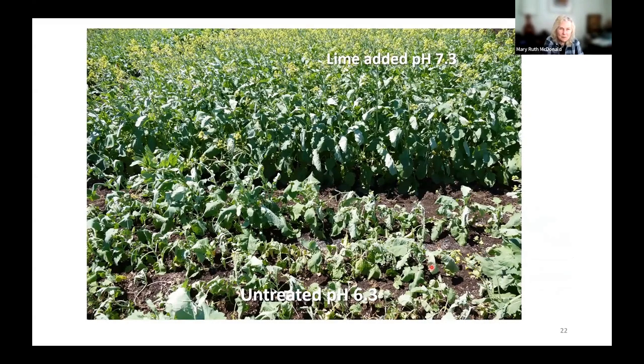This is what we see in some of our field plots. This is canola. At the higher pH, the plants are pretty healthy. You can see that they're flowering, they will produce yield. And then at pH 6.3, they're wilting in the middle of the day, they're stunted. Some of these are going to die. So, a real example of how modifying pH affects disease development.